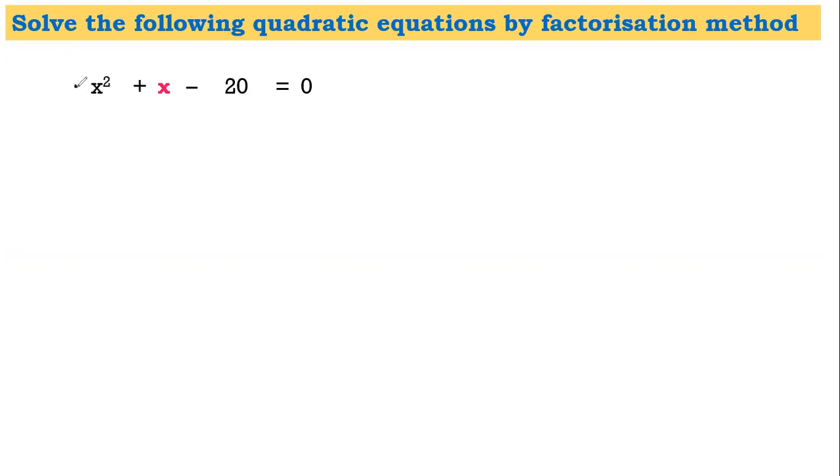Then the second step is a into c. Now here there is 1. There is no number, that means 1. So a into c, that is 1 into 20 is 20. So the second step is a into c. Third step is determining the operation, whether we will add or subtract to get the middle term, which is 1 here. So since the last number sign is minus, I will subtract the factors of 20 to get 1.